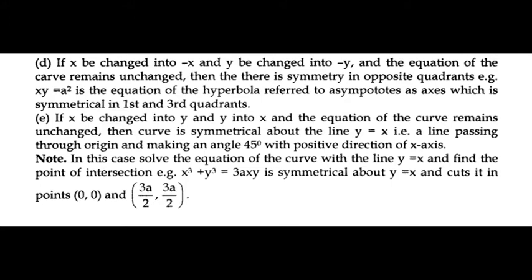Just note this: to solve the equation of the curve with the line y is equal to x and find the point of intersection. For example, this one is symmetrical about y is equal to x. How to check whether it is symmetrical about y is equal to x? If you change x to y and y to x, the curve will not change. Put x is equal to y and y is equal to x; the curve remains unchanged. That means this curve is symmetrical about the line y is equal to x.